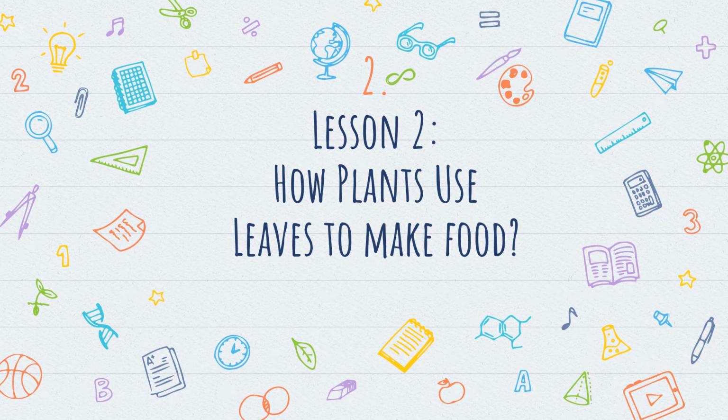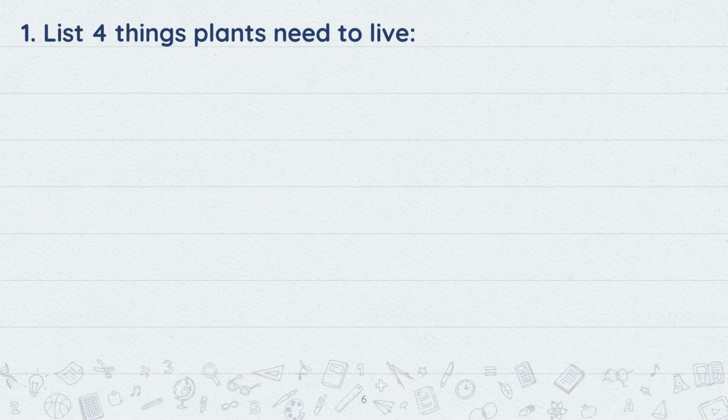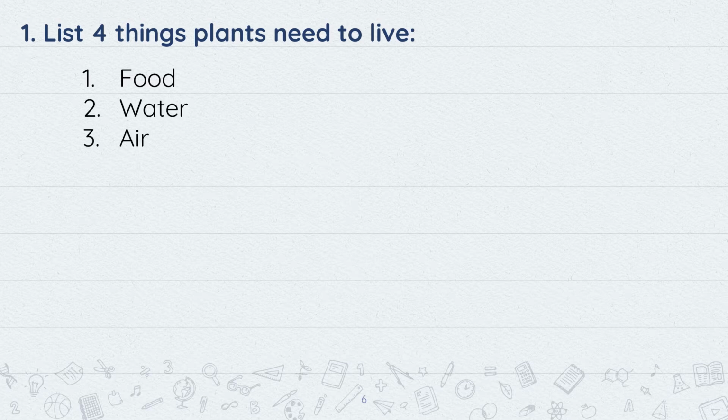So the first lesson that we're going to review is actually lesson 2, how plants use leaves to make food. We're going to answer some questions that will help you review the lesson. The first question is, list 4 things plants need to live. What are the 4 things plants need to live? Number 1, food, water, air, and a place to live and grow.